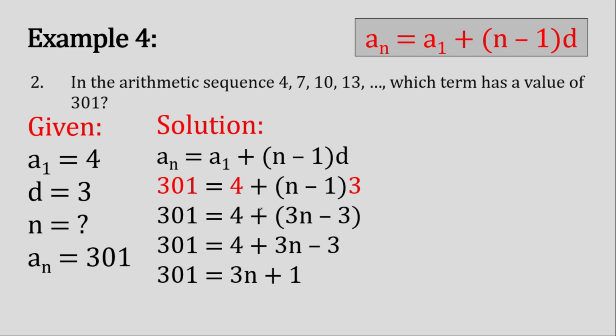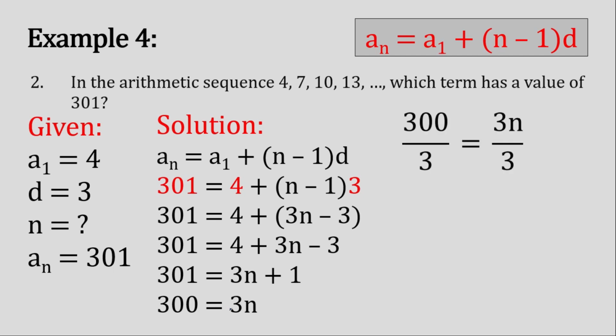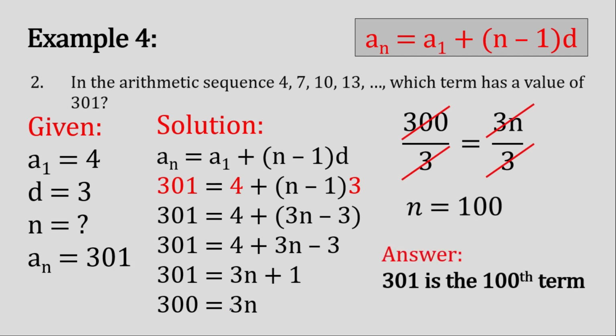Now let's eliminate this 1 by subtracting 1 from each side. We need to eliminate this 1 so that 3n will be singled out. So 3n plus 1 minus 1 is 3n. And 301 minus 1 is 300. So that is our new equation: 300 is equal to 3n. Now let's eliminate 3 so that the n will be singled out. So divide both sides by 3. So we have the value of n as 100. So therefore 301 is the 100th term. So this is a sub 100.